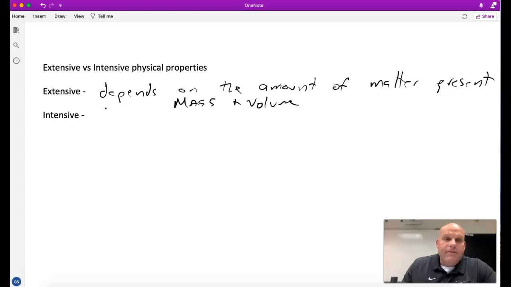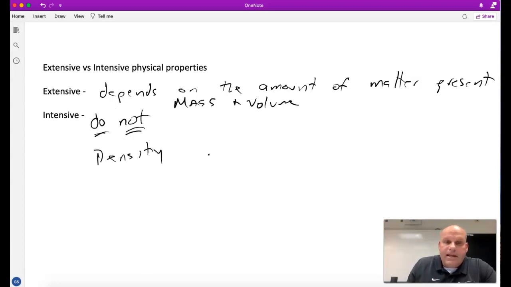Intensive physical properties are just the opposite. So intensive properties do not depend on the amount of matter present. Again, they do not depend on the amount of matter present. These are actually very important to us because they help us to identify unknown substances. So some examples here: density, melting point.